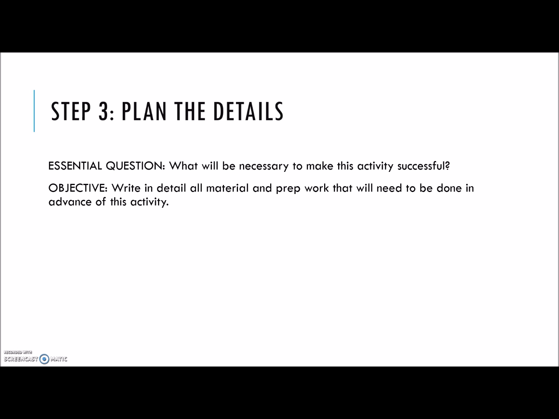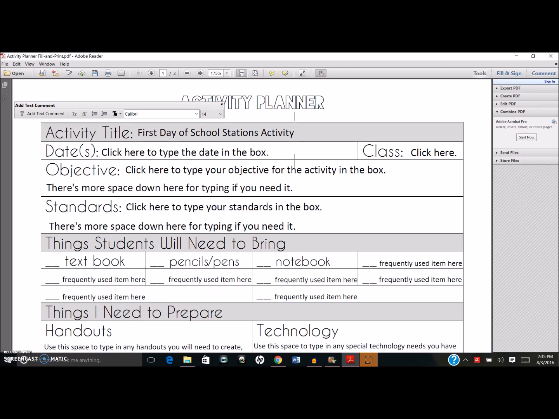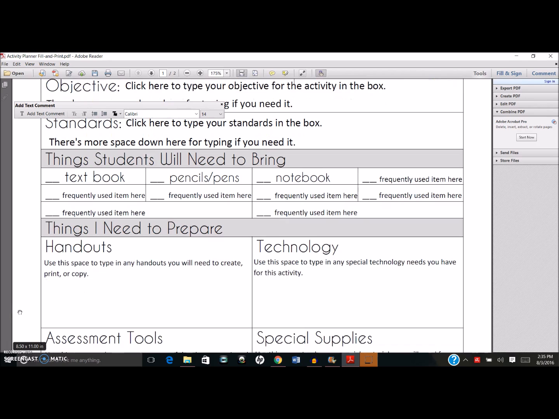So be very, very thorough in planning out the details. The first thing you want to think about is what it is your students are going to need to bring to class that day. Your activity planner form automatically has textbook, pencils and pens, and notebook. Those are three things I kind of took for granted that you would probably have in your classroom and be used regularly. And maybe you don't, and that's fine too. But those three things are just automatically in there.